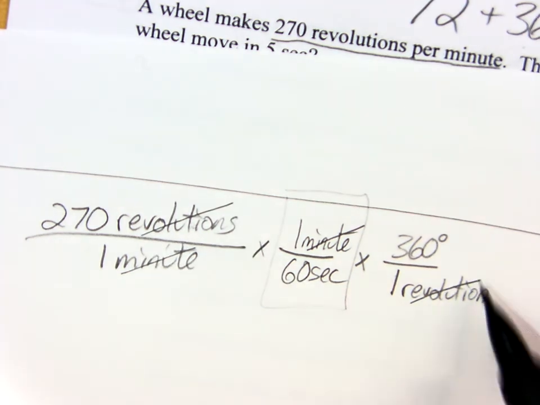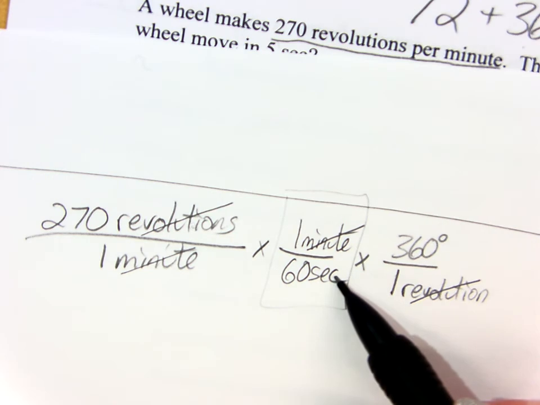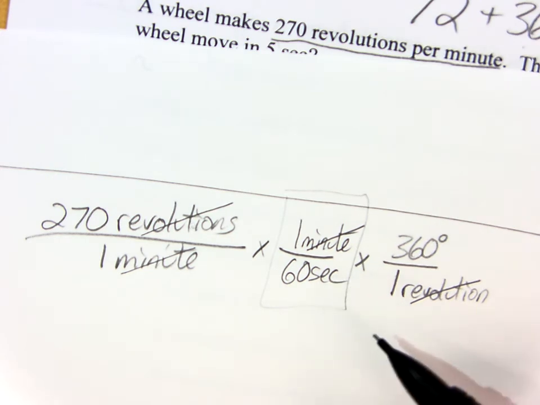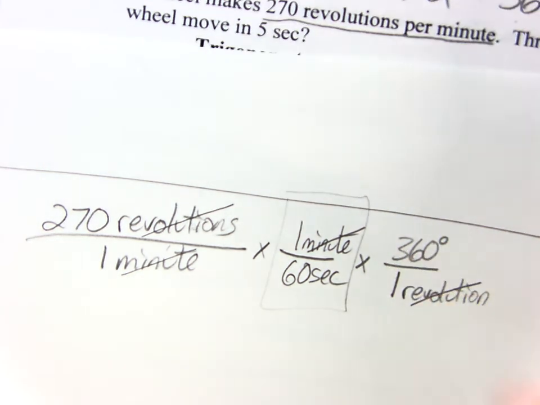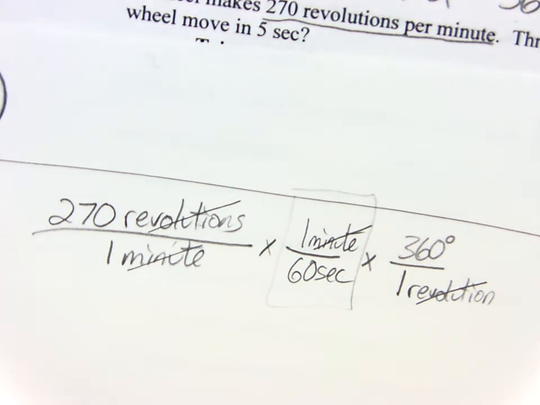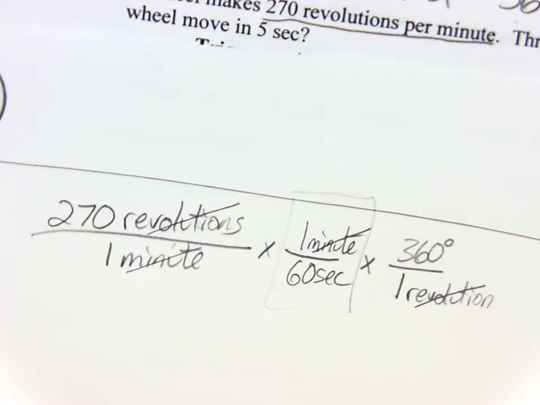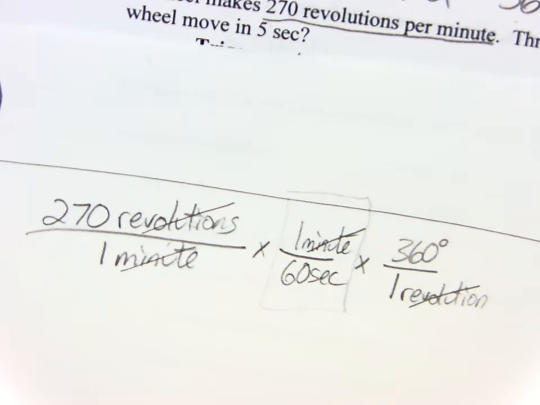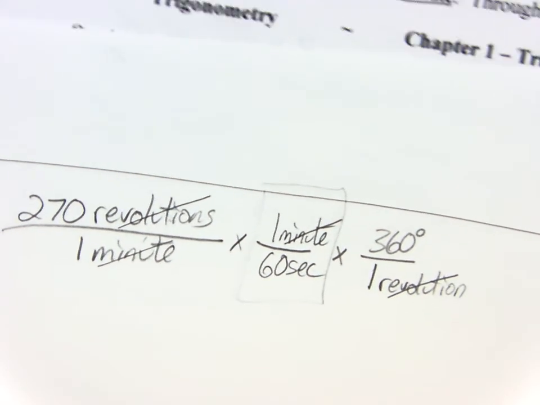Revolutions and revolutions cancel out. Look at the units I'm in now. I'm in degrees per second. That's pretty cool. I'm almost there, but they wanted to know in 5 seconds, right? So all I have to do now is times it by 5 seconds, and I will get my final answer.